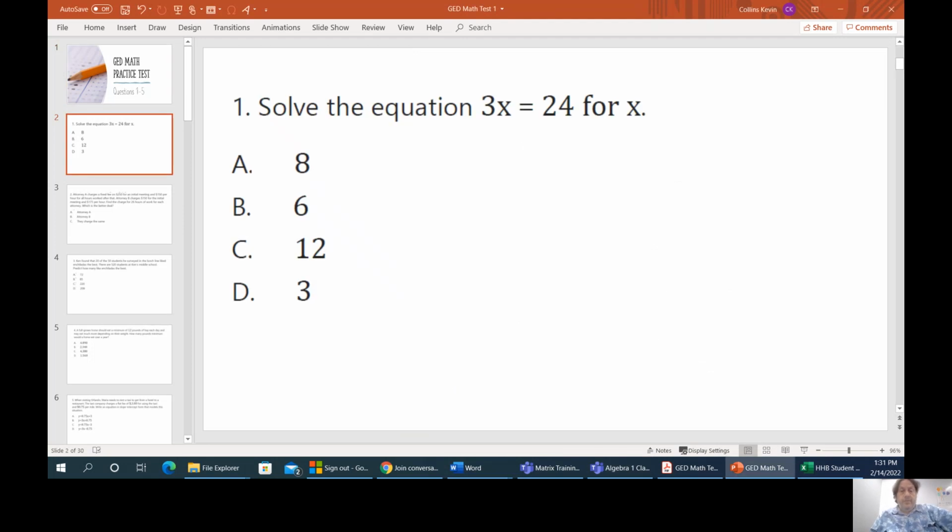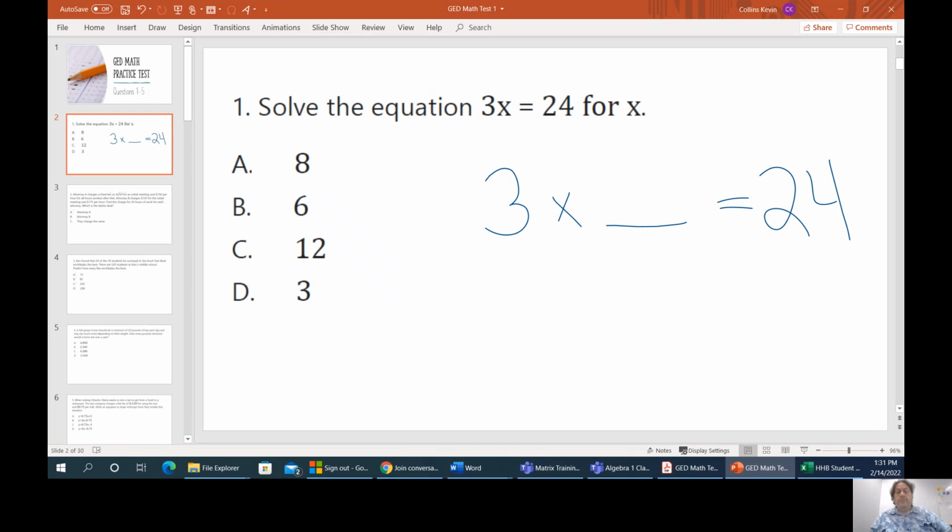All right, this first one's pretty self-explanatory. This is some basic algebra. It says 3x equals 24. Think back to the old days of flashcards, where they might have 3 times blank equals 24. This is asking you: 3 times what number gives us 24?